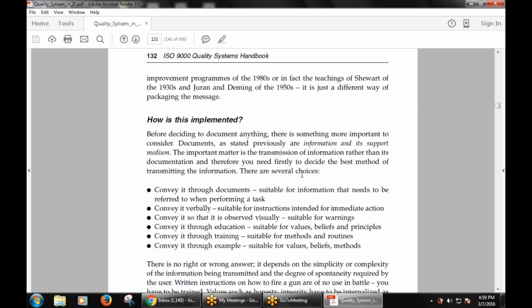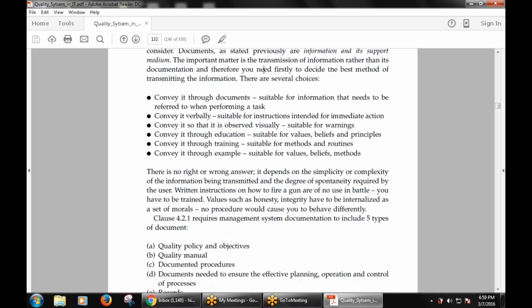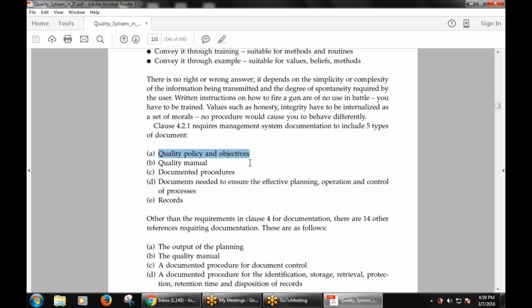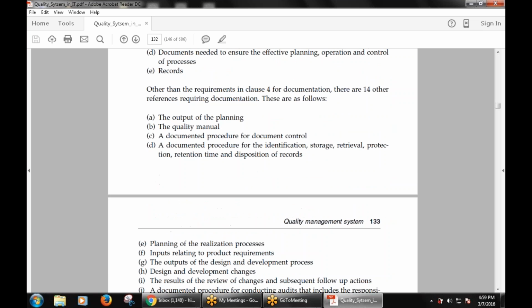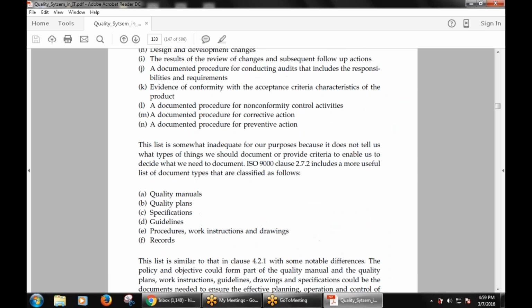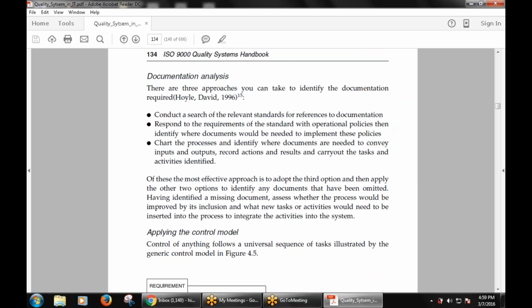Now, how is it implemented? It is implemented by using the information and the support medium. We can implement it by using various choices. We can also convey it using the quality policy and the objective, quality manual, and documented procedure. So whatever mode we are using for the system documentation, it may be in the form of the quality policy and the objective, the quality manual, documented procedure, or records, anything that is used for the documentation of the quality management systems. These are the various manuals that are used.